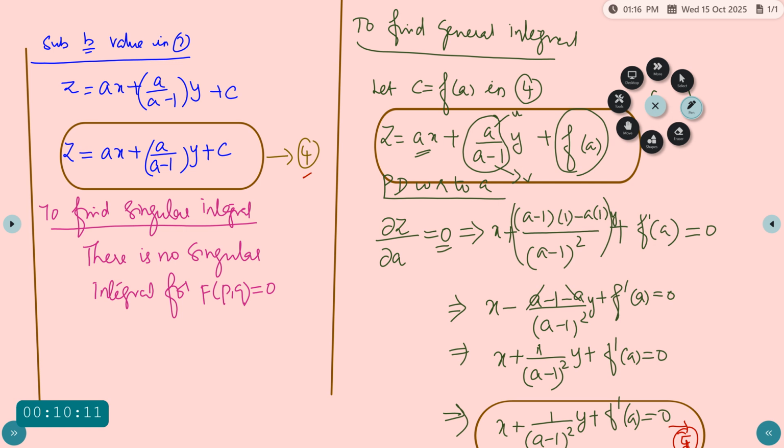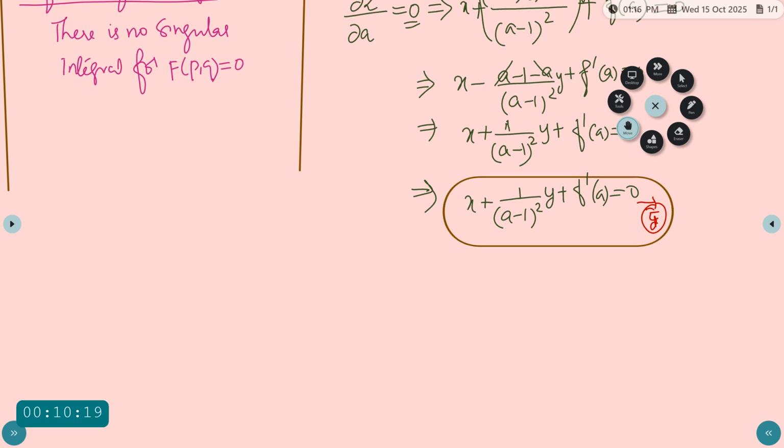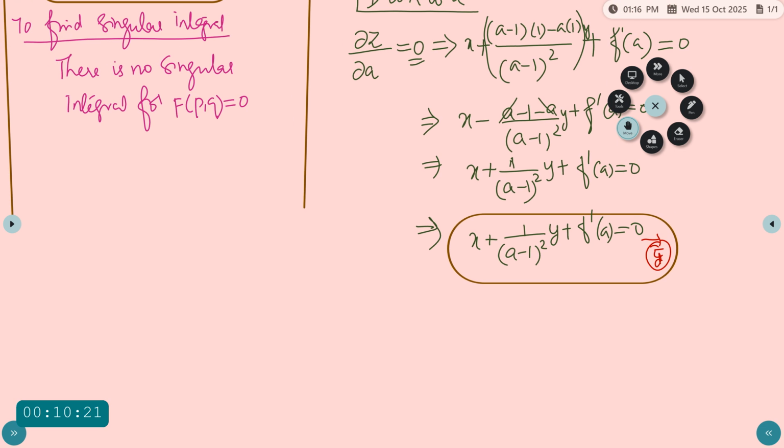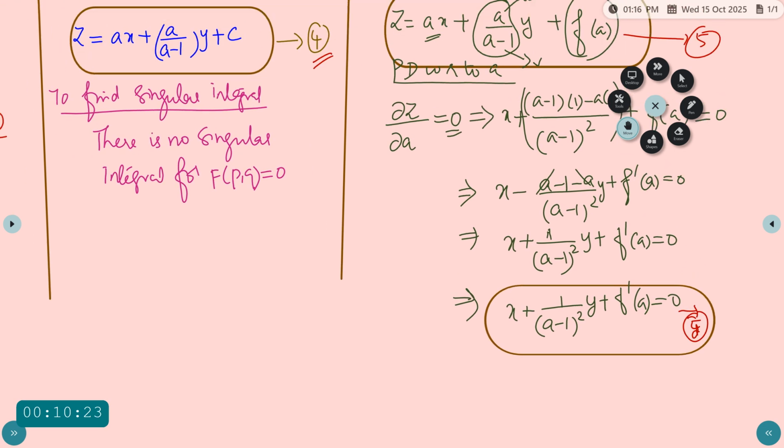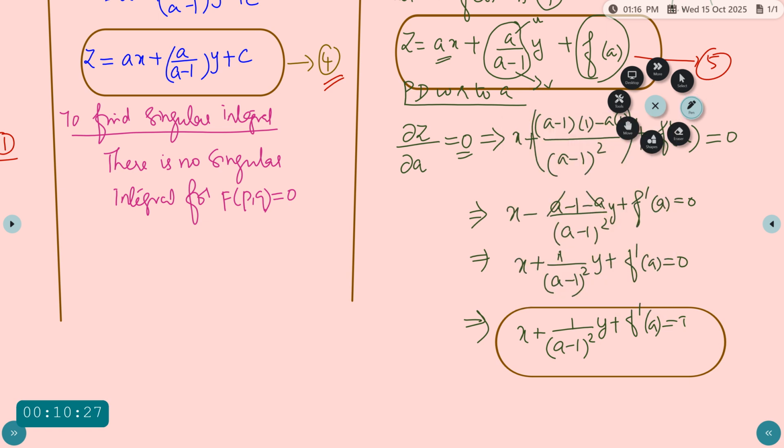Already we have named up to equation number 4, so I name this one as 5. And the last equation, f dash of a equal to 0, is named as 6. Eliminating a from 5 and 6.